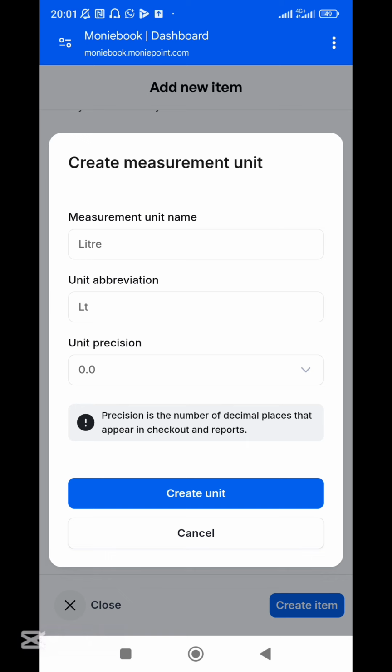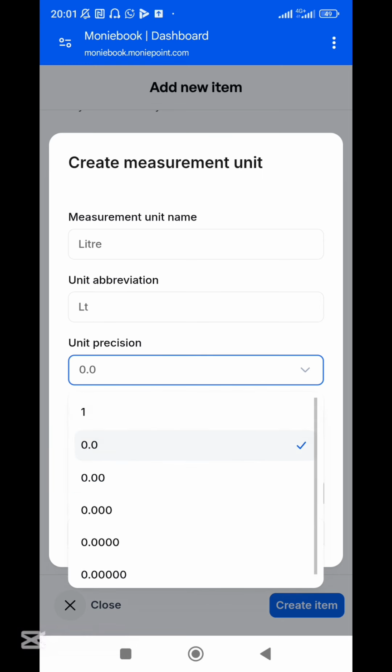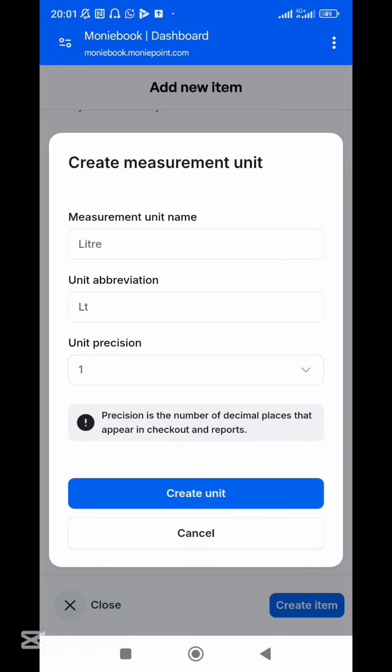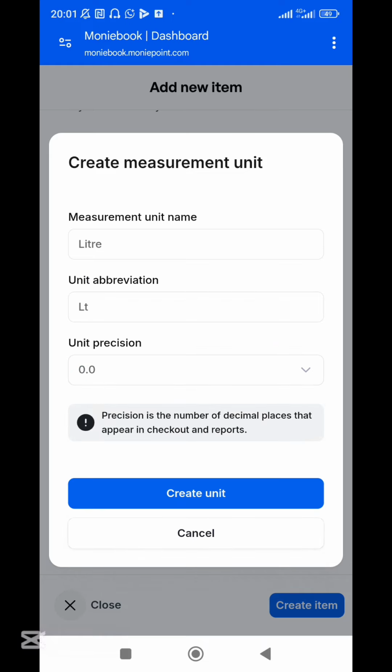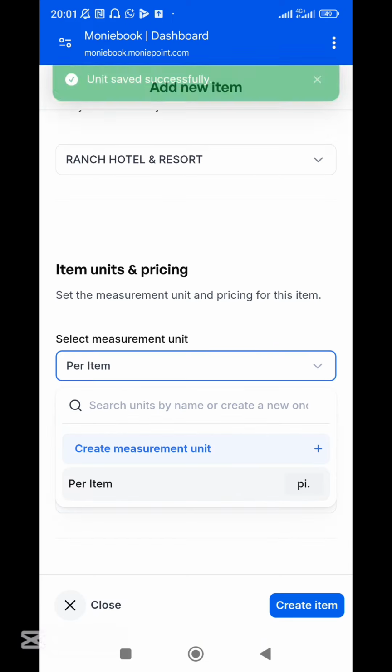Please remember, whenever you want the price of the product to determine the quantity, or the quantity to determine the price, to have those two options, which is what applies for the filling station and gas station, make sure your unit precision is not 1. Make sure your unit precision is either 0.0 or 0.00. Start with 0.0. So let's go for 0.0 and create this unit.